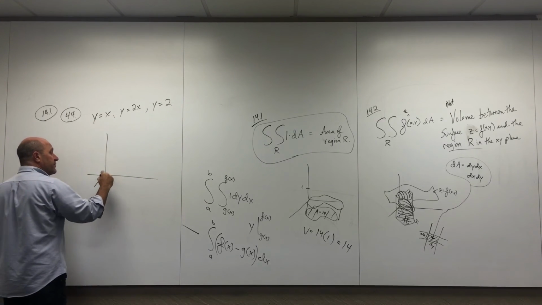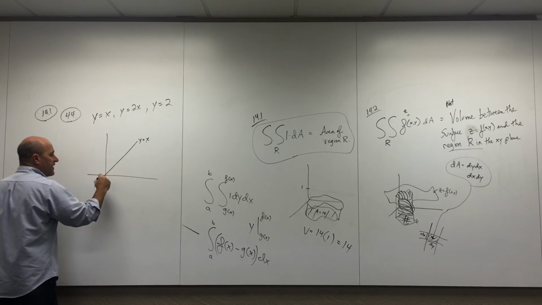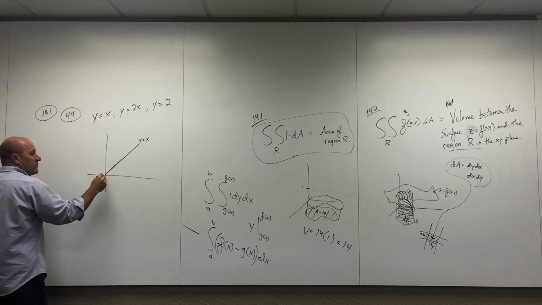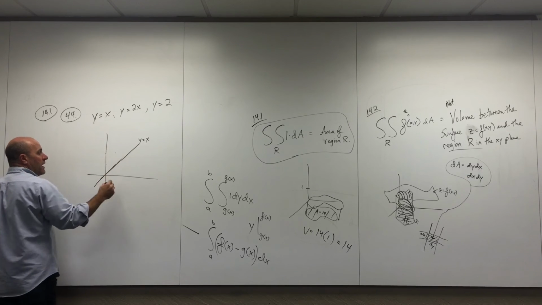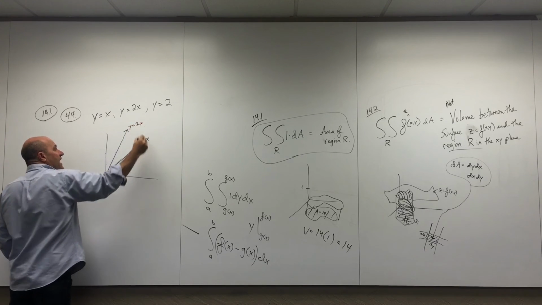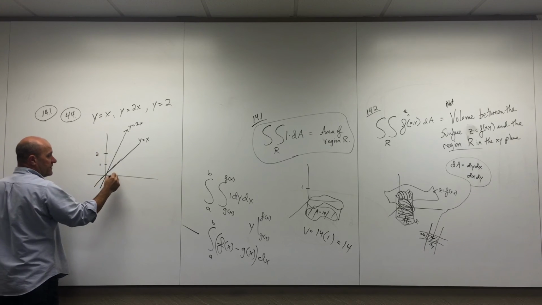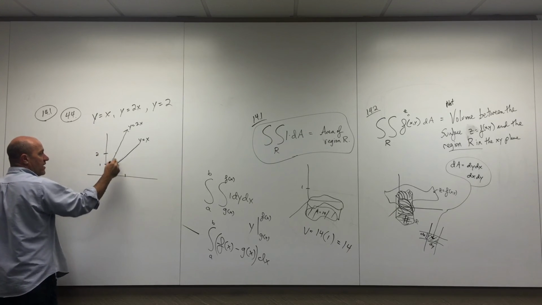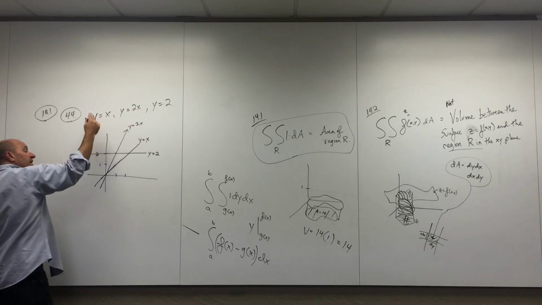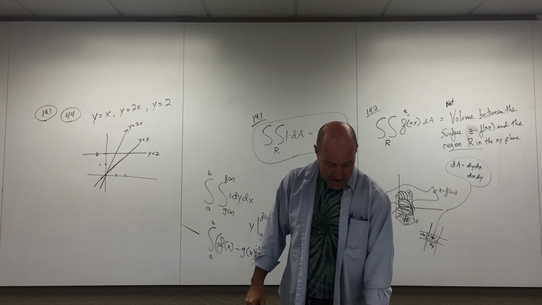Y equals x. Pretty famous line. Y equals x. It's supposed to be a perfect 45-degree angle there. I got a little off. Y equals 2x is a little bit steeper. It has a slope of 2. So this is y equals 2x. And then y equals 2 is, well, if that's 2 and that's 1, this is 1. Y equals 2 is a horizontal line. So they gave me what they called the boundaries of the region. Now it's up to me to sketch the right region and make sure I know what I'm doing here.